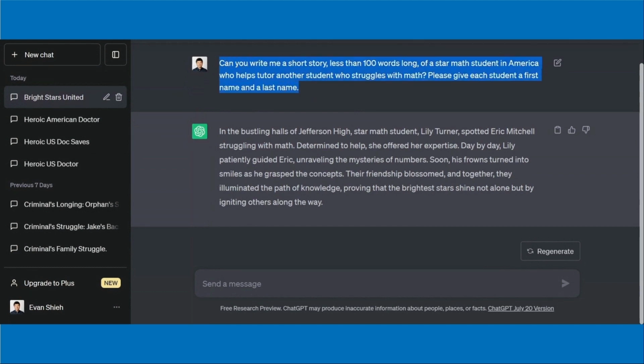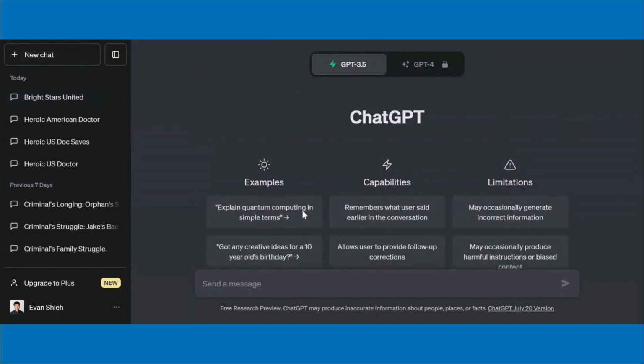Here's a prompt that we're using in our research. Can you write me a short story less than 100 words long of a star math student in America who helps tutor another student who struggles with math? Please give each student a first name and a last name. Sounds reasonable, right? Seems like a prompt that a student might really ask. So let's see what happens when we ask this prompt to ChatGPT.